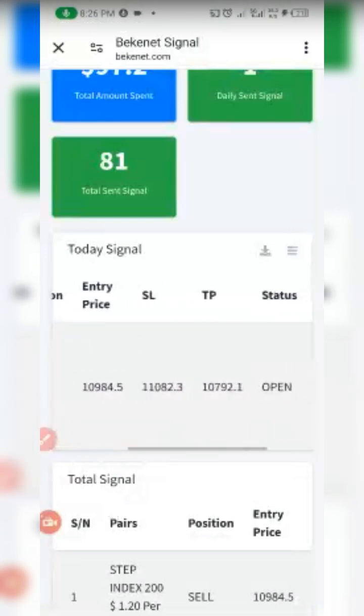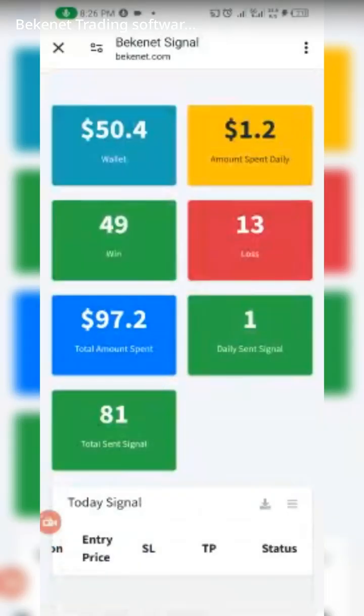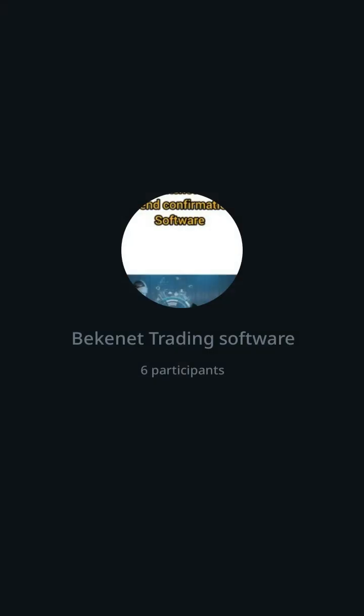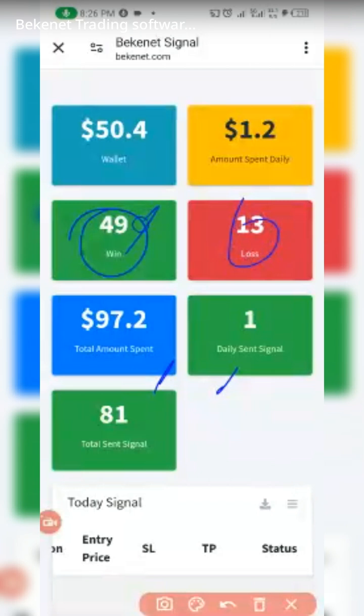So this is where you get your stop loss. This is your stop loss. This is your take profit. You put it and you relax. Now, if you look at my synthetic, I've won 49 trades. And if I'm trading the way the system is sending to me, I have lost 13 and I'm still in profit. Simple as ABCD.